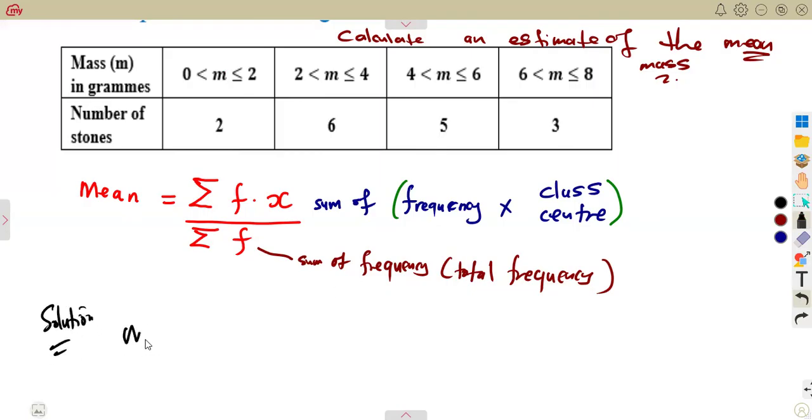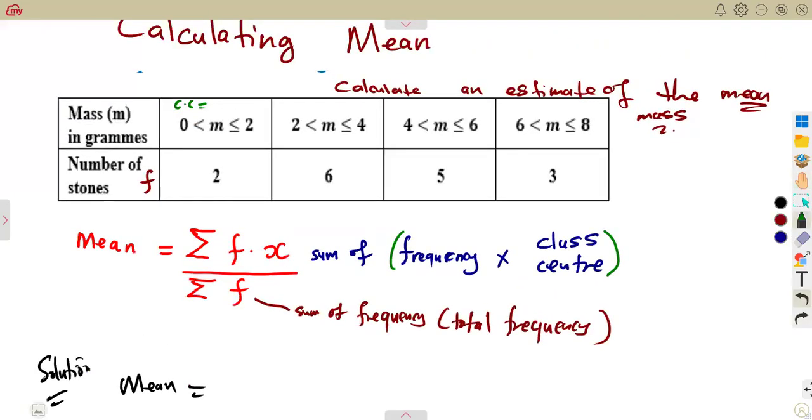So the mean, like I said from this formula, is the sum of frequency times class center. Here, there is a frequency. The number of stones that we are given represents the frequency. Please remember, number of. And these are classes, 0 to 2, 2 to 4. These are the class intervals. So we need the class center of each. How do you find the class center?